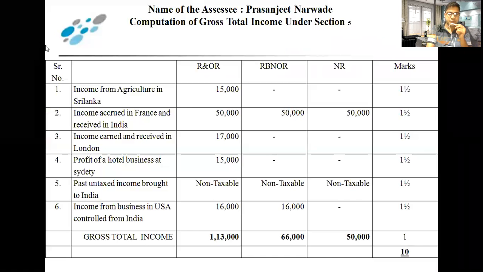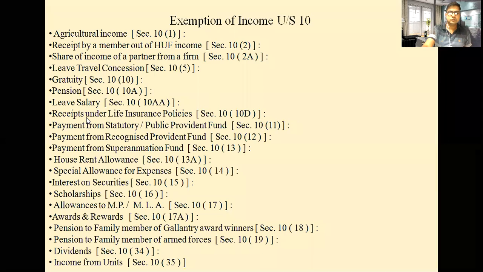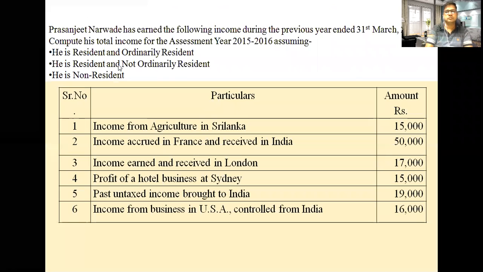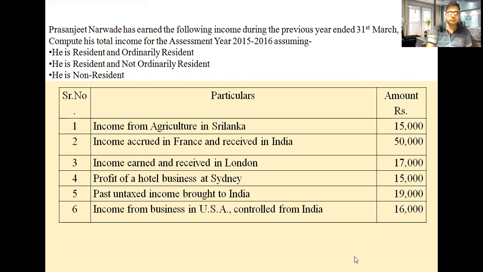Now, friends, this is a question that we are going to solve. This is a Mumbai University problem. This question was asked in 2016. The question is: Prasenjit Narwade has earned the following income during the previous year ended 31st March 2015. Compute his total income for the assessment year 2015-16, assuming he is resident and ordinary resident, resident and not ordinary resident, and non-resident.